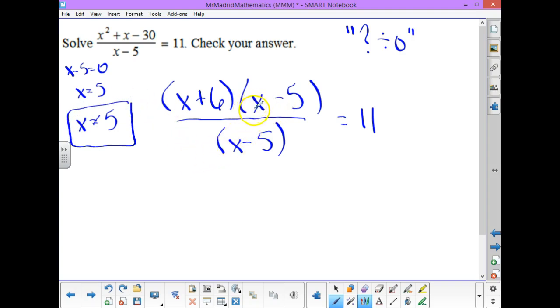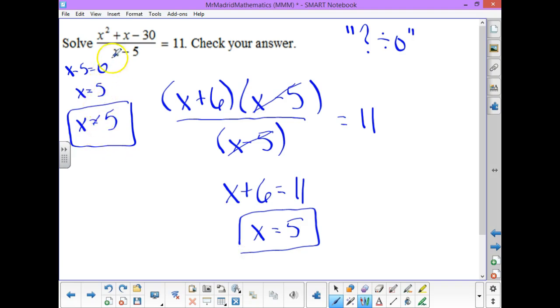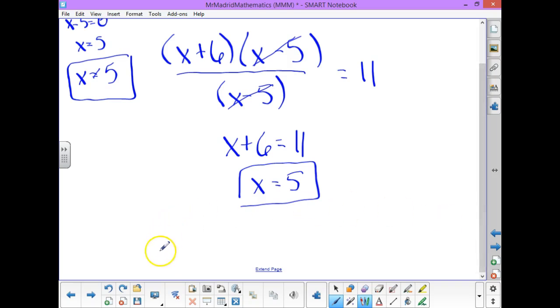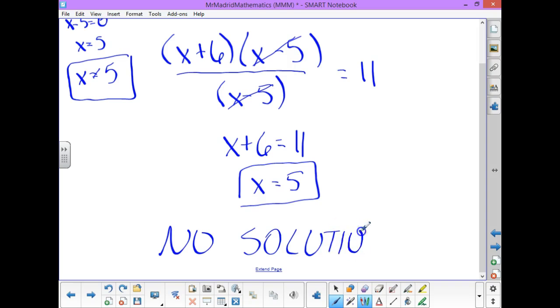So I'm going to go ahead and continue solving this problem. I got X plus 6 equals 11. If I subtract 6 from both sides, I get X equals 5. And I'm like, wow, I just solved it. I feel awesome. But what did we just establish through this side work? That X cannot equal 5. So therefore, there's no solution. Now, if there was another solution, then I would just remove 5. But since 5 is the only solution, and I've declared 5 cannot be a solution, the whole problem has no solution.